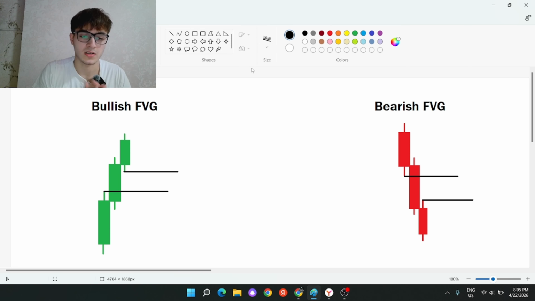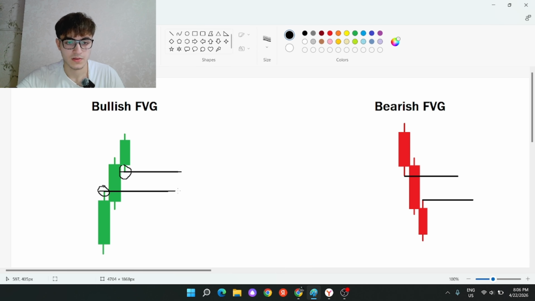Let me explain how we're actually marking it. As you can see, guys, right here I marked the top of this candle's wick, so just the wick above. This is the top wick. After that I mark this bottom wick, the bottom wick. So I just mark this one and this one, and this is our fair value gap. I think this is so easy.